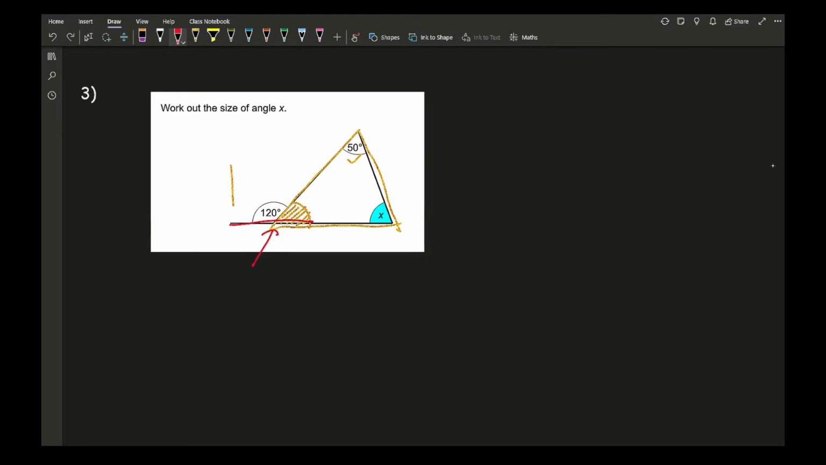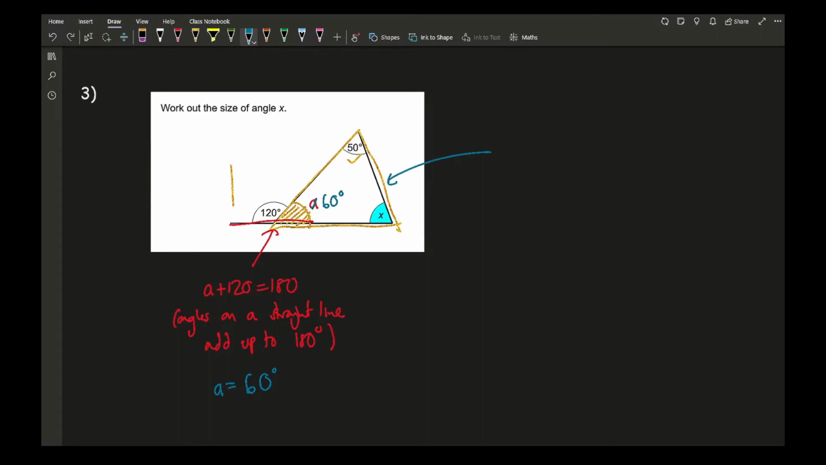So if I call this angle A, I know that A plus 120 adds up to 180, because angles on a straight line add up to 180 degrees. So to work out A first, you always need to work out the missing angle. A in this case is going to be 60 degrees. So I can cross out A and label that as 60 degrees.